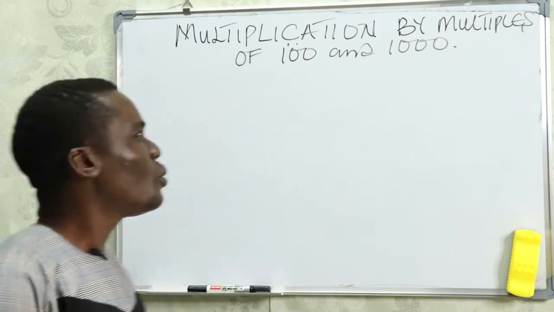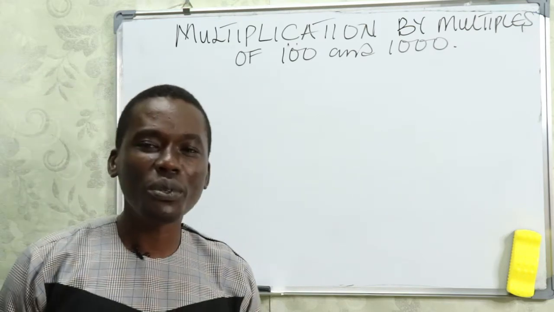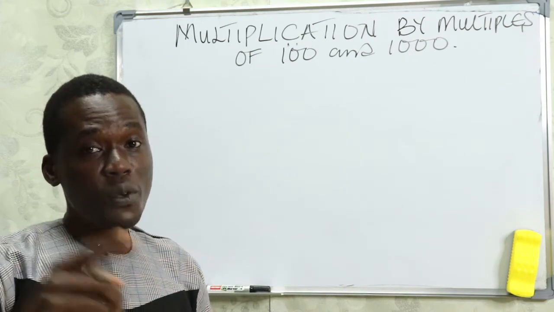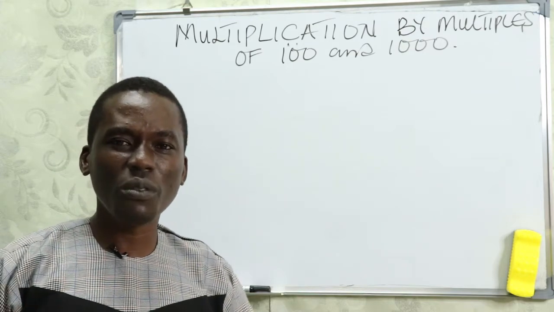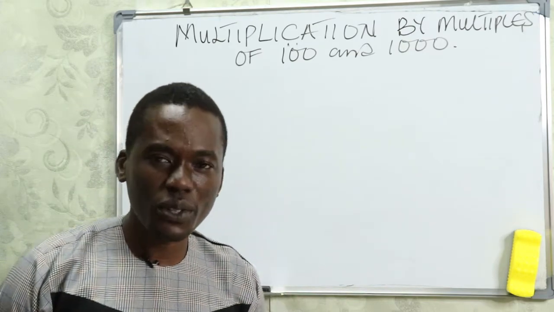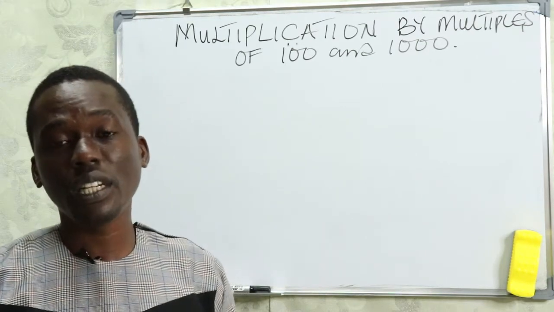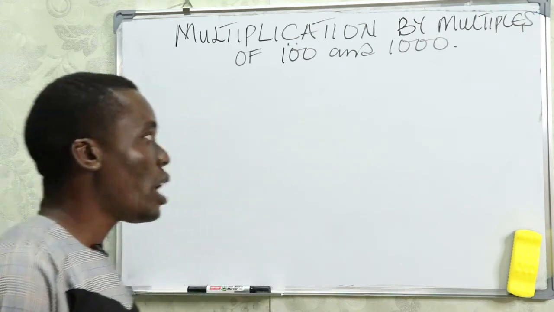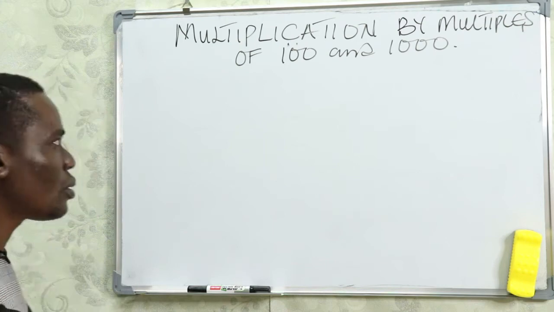Now today we'll be looking at the multiplication by multiples of 100 and 1000. If you are in grade 5, this very video is for you, and this is one of the lessons you do in your first term section in school. When you were in grade 3 or 4, you were taught multiples, and probably you were only taught multiples of 10. What do we mean by multiples of 10?